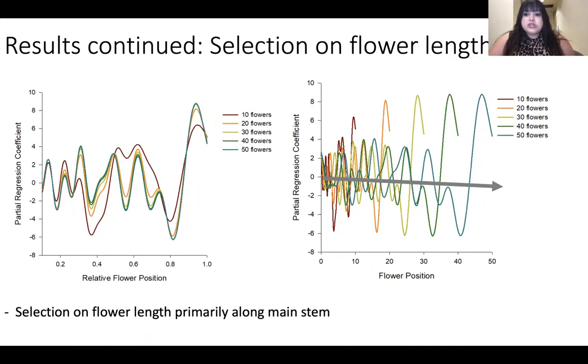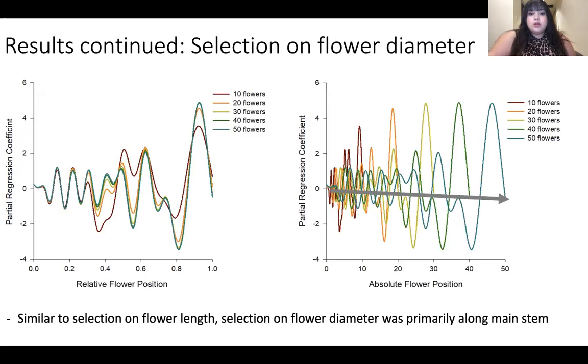So in contrast to selection on pollinator attraction, in mechanical fit, which is going to be here, our flower length, selection was primarily along the main stem. So instead of 2 gradients, which was going to be the banner size, now this selection gradient was only along 1. Similar to flower length, it's more consistent. Selection did not change as much for flower diameter, as it was also primarily along the main stem, and it exhibited the main pattern along 1 gradient as well.